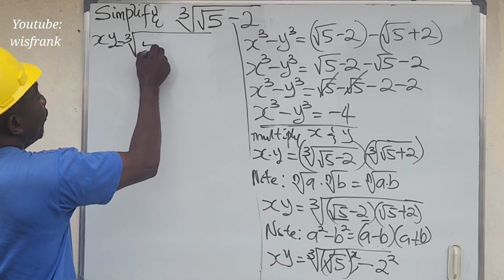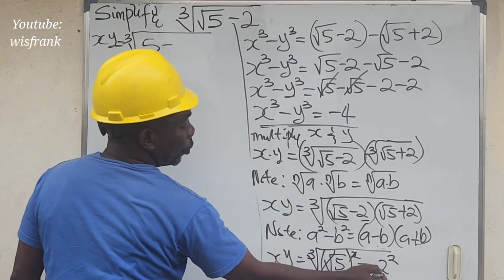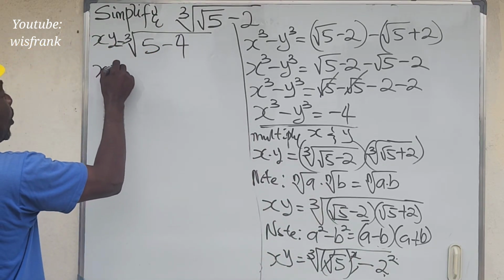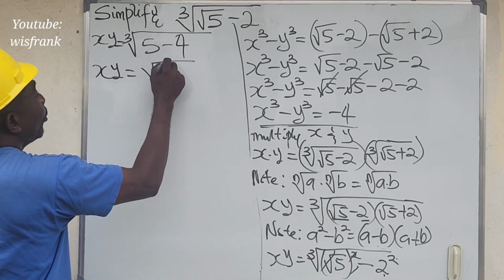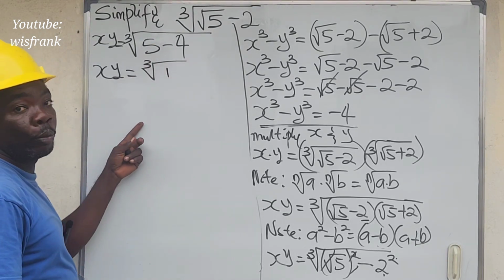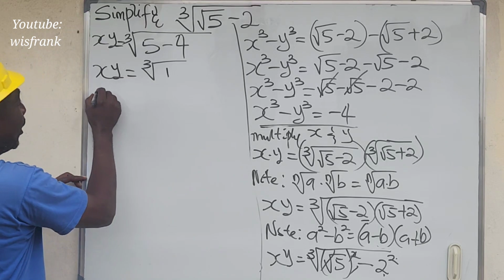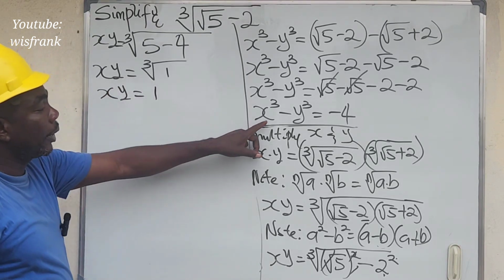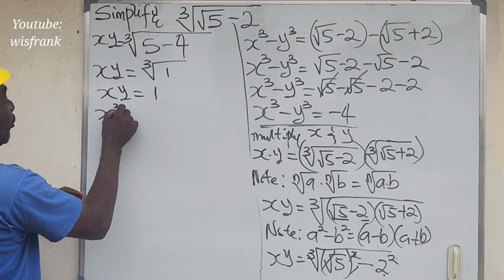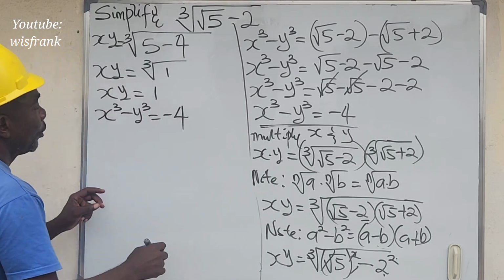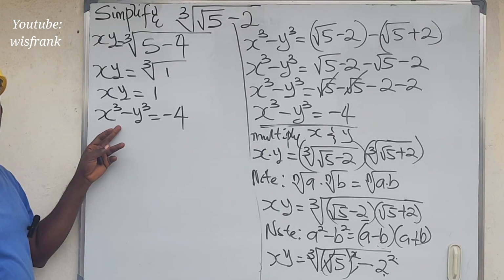We are now left with 5 minus 2 to the power of 2, which is 4. So here will become xy equals to cube root of 5 minus 4, which is 1. We all know that cube root of 1 is 1. Therefore, our xy equals to 1. And we recall that we have x to the power of 3 minus y to the power of 3 equals to minus 4. So from here, this is difference of two cubes.